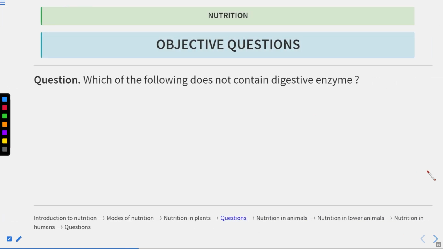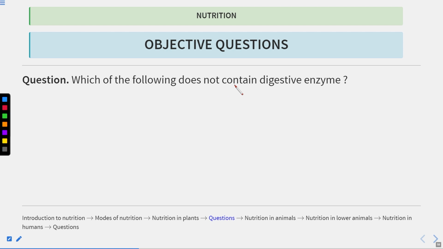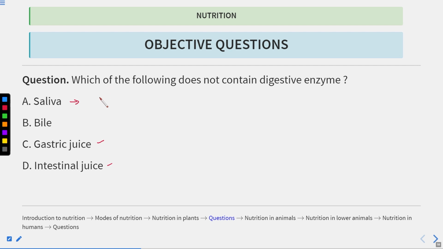The next question, which of the following does not contain the digestive enzymes? Let's have a look at the options. First option is saliva, second option is bile, third option is gastric juice, and fourth option is intestinal juice. So saliva, it contains which enzyme? Ptyalin. Ptyalin is also known as salivary amylase. This helps in the digestion of what? Carbohydrates.